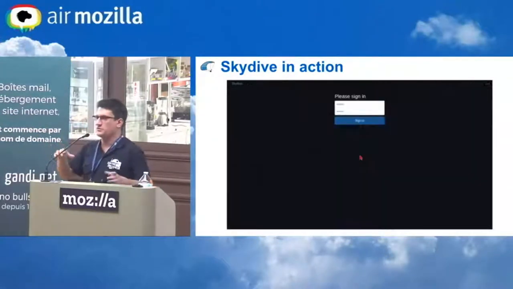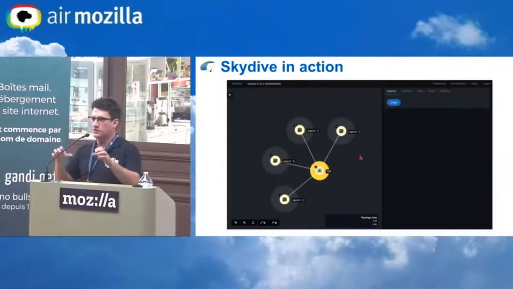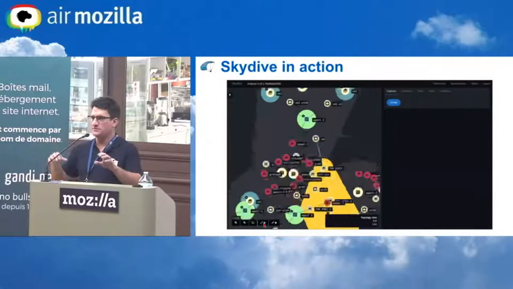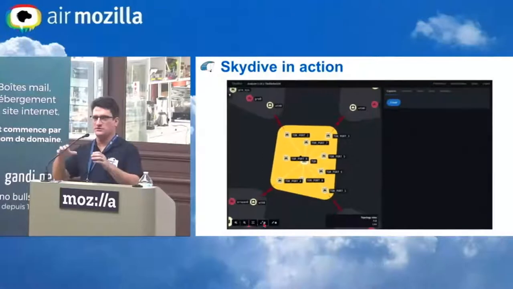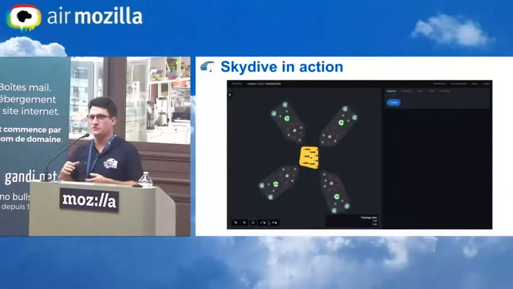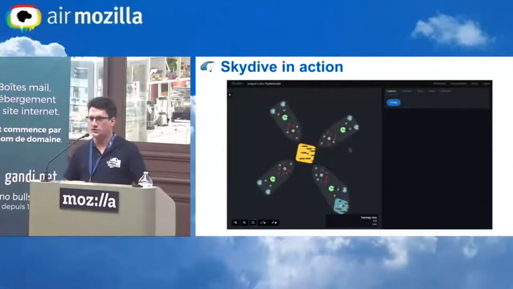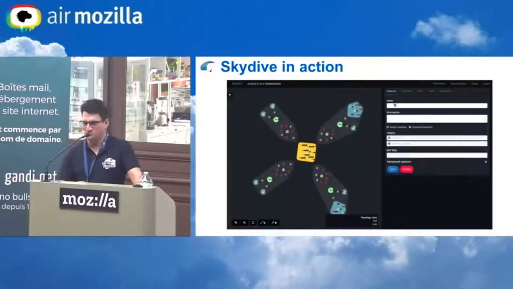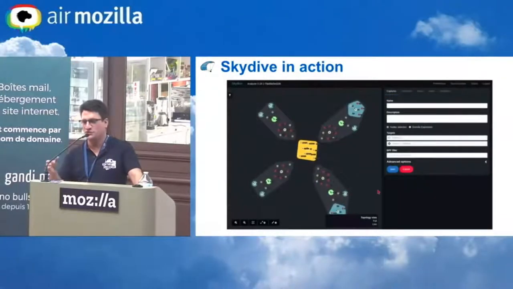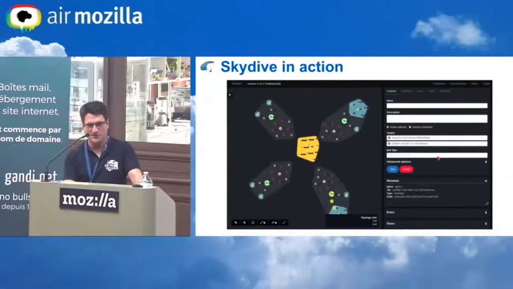It's because it's a D3.js engine, so you have a physics engine in the background, so it's a little bit wobbly when the nodes expand. It's not the best view. We try to improve it because it could be very verbose and very complicated. We have another view about that, still under development. That's the D3.js effect. So it's just a quick Skydive in action.